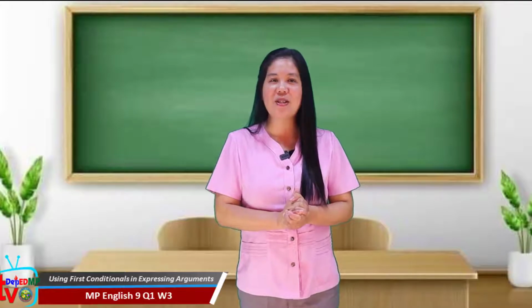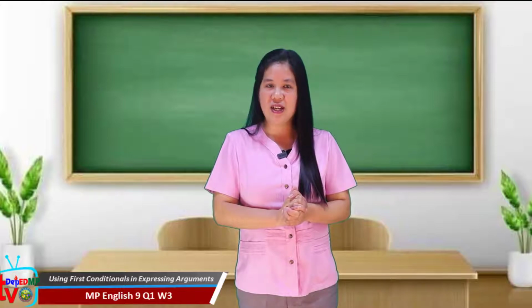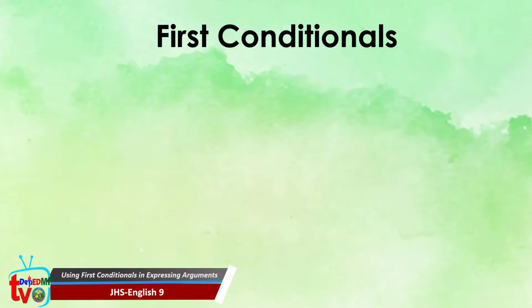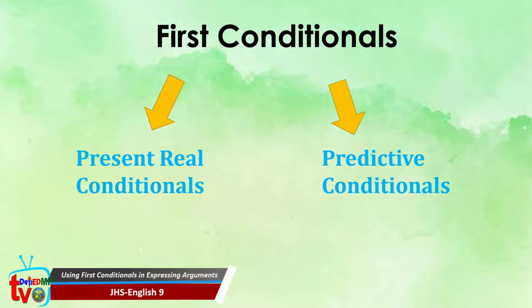Moving on, let's get to know our main topic for today's episode. Make sure to listen and take down notes. The second type of conditional sentence is the first conditionals. These sentences are also described as real conditions. They can also be referred to as predictive conditionals. Do not worry. More explanations about why they are called real conditionals and predictive conditionals will follow.